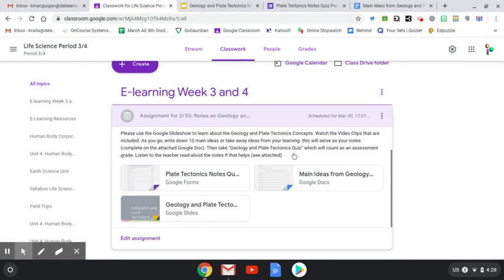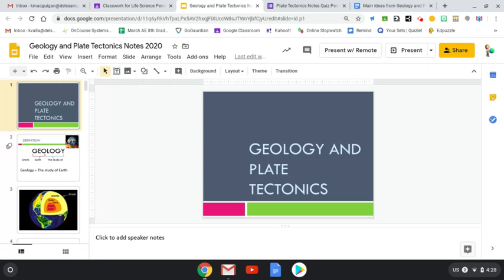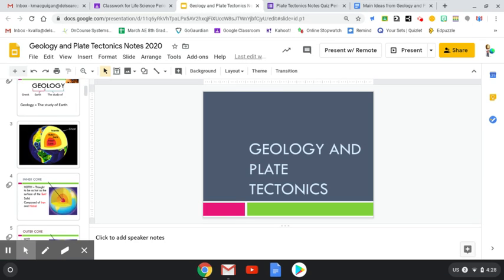We're starting a new content, and the notes are going to be titled Geology and Plate Tectonics. So, what you're going to do for today's assignment is open up the Google Slides, which look like this, and you will scroll through.